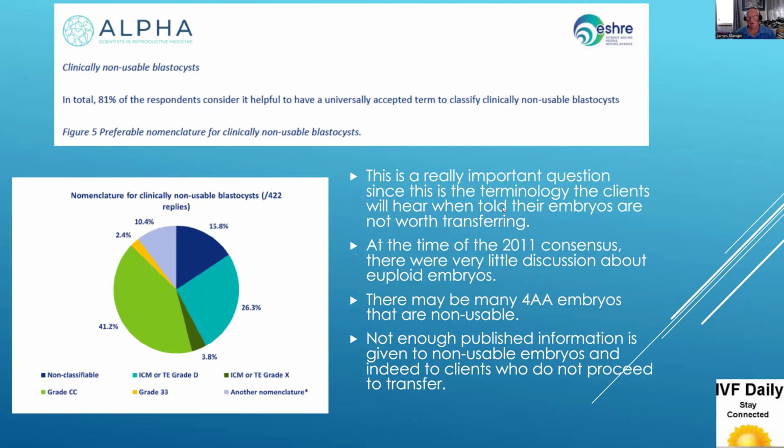But in reality, what's interesting is, as I said, this is a really important question, since this is the terminology that clients will hear when told their embryos are not worth transferring. You do need to have a consistent sort of terminology. At the time of the 2011 consensus, there was very little discussion about euploid embryos, but there may be far more 4AA embryos that are not usable because they are now classified as aneuploid.